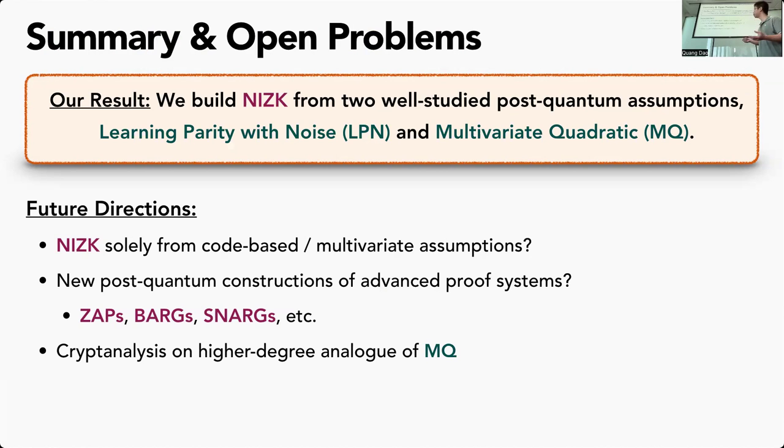Also, now that we have gotten NIZK, can we try to get these more advanced proof systems? And finally, it would be great if people study these higher analogs of MQ more thoroughly and come up with a better study of what are the parameters for which it is secure.